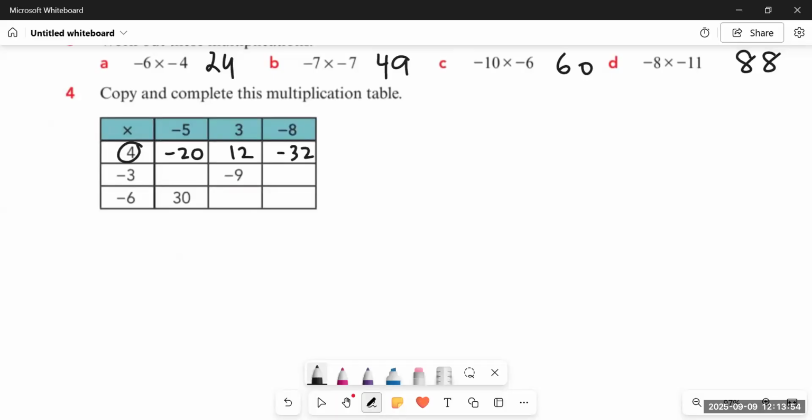Okay. Then we will multiply minus 3 with minus 5. So minus minus is positive and the answer would be positive 15. Okay. Minus 3 multiplied by 3. Minus plus is minus. 3 3s are 9. Then minus minus is plus. 3 8s are 24. Okay. Then we have minus 6 into minus 5. Both are negative. So the answer would be positive. Minus 6 into 3. The answer would be negative. And then minus minus is positive. The answer would be 48.